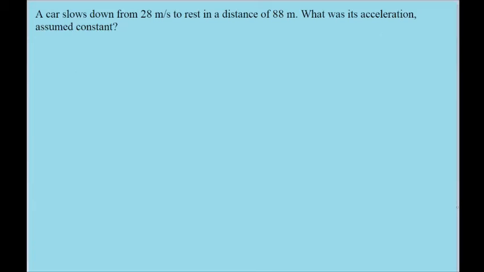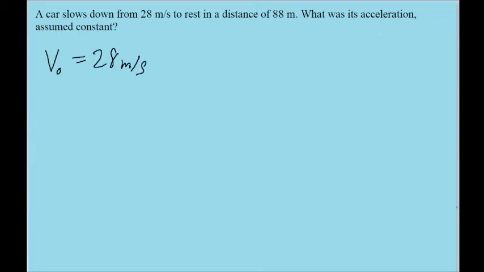Okay, so in this problem, we have a car slowing down from some initial speed to rest. So the first thing I want to do is make a note of the variables we've got. It says the car slows down from 28 meters per second. So that means the initial speed, which we label as v naught, is equal to 28 meters per second.